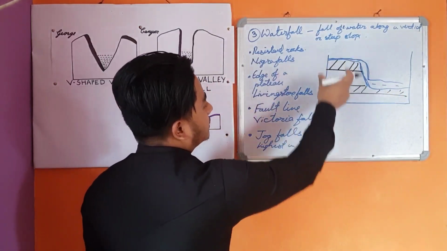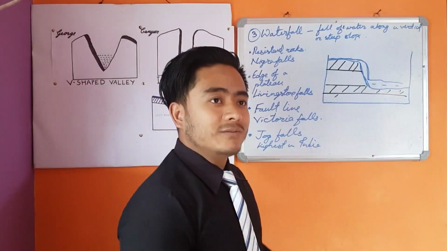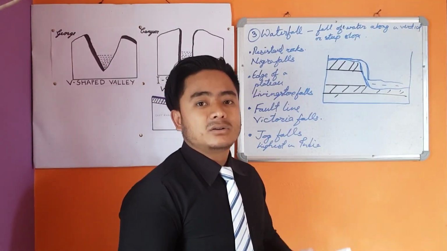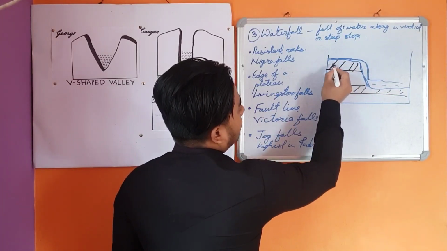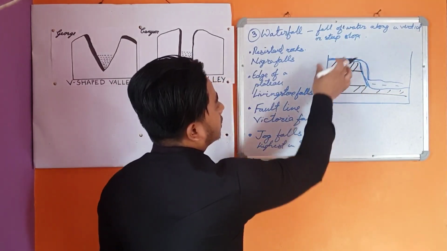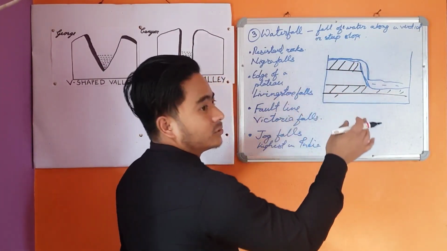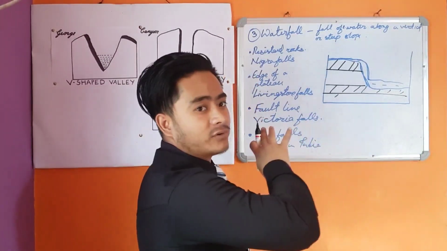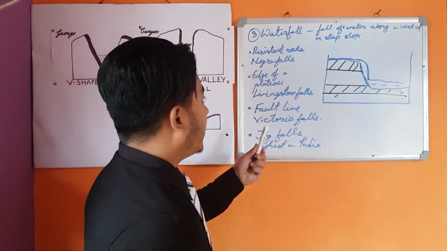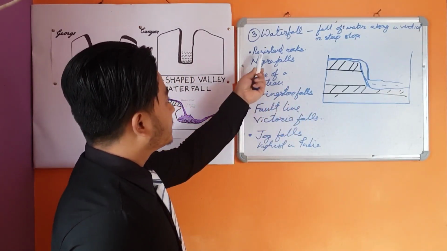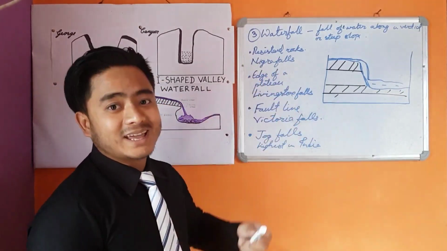See over here, there are beds of the hard rock and the soft rock, and we all know soft rock can easily erode, whereas hard rock is resistant to erosion. So when the river flows, due to the presence of the hard rock the river cannot undergo erosion, as a result of which the river falls from a sudden height, and that leads to the formation of a waterfall.